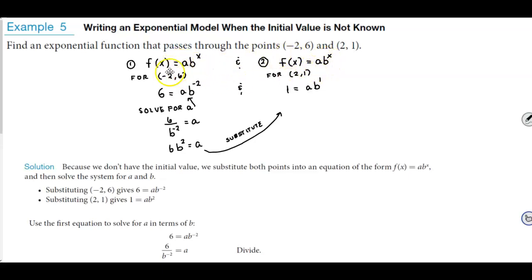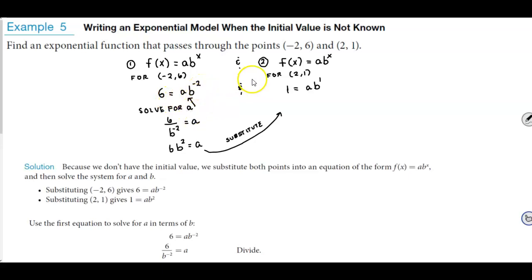If we take a look at the first point, (-2, 6), we know that -2 represents x, and we know that 6 represents f(x). So we can rewrite it in two equations. We can say that 6 is equal to ab^(-2).